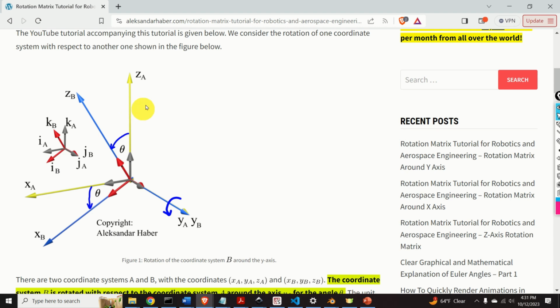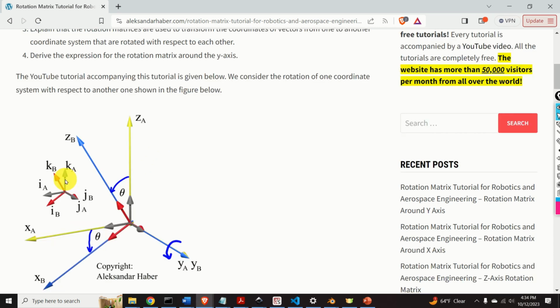Okay, let's start. Over here, you can see two coordinate systems. The coordinate system A and the coordinate system B. The coordinate system B is rotated with respect to the coordinate system A for the angle theta around the YA axis. The unit vectors of the coordinate system A are IA, JA, and KA. The unit vectors of the coordinate system B are IB, JB, and KB. We use bold letters to denote vectors.